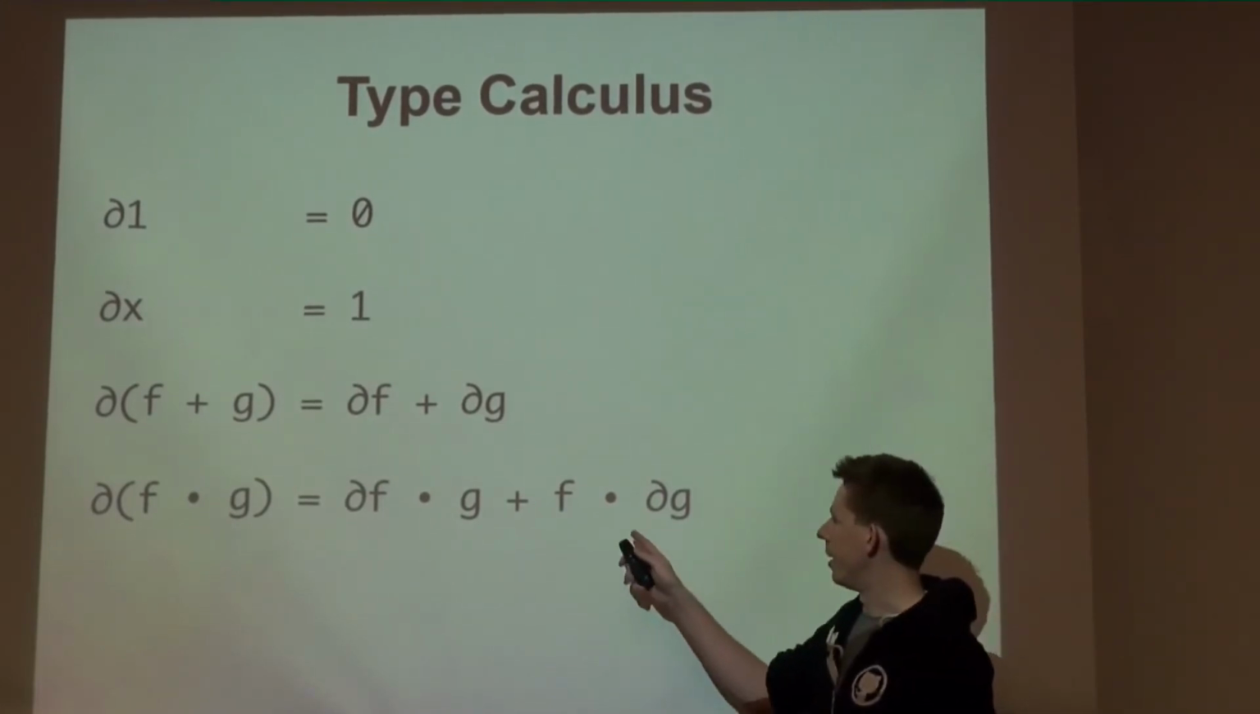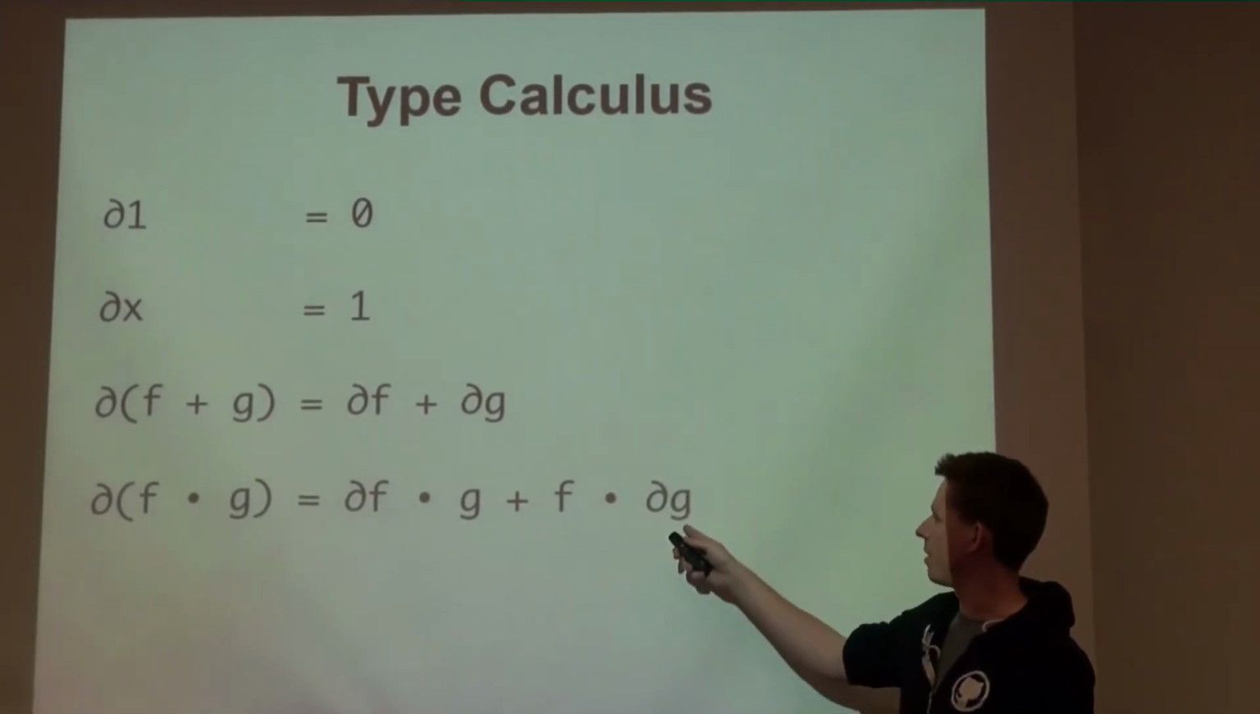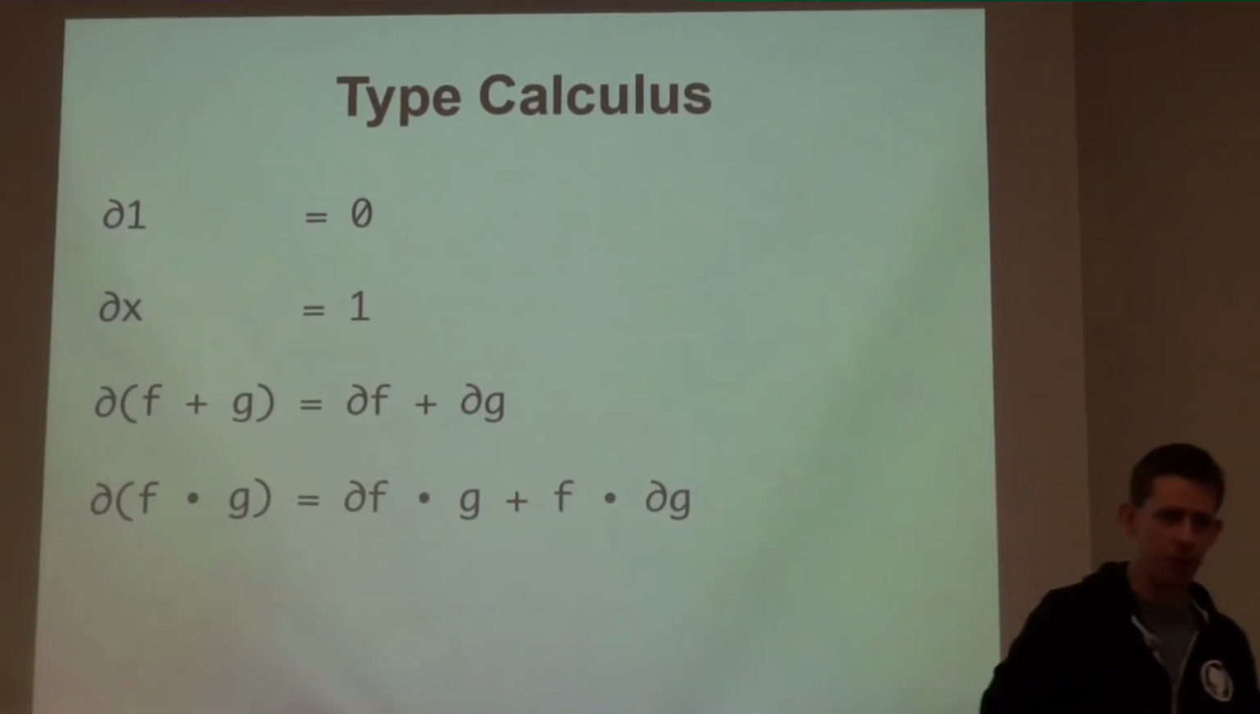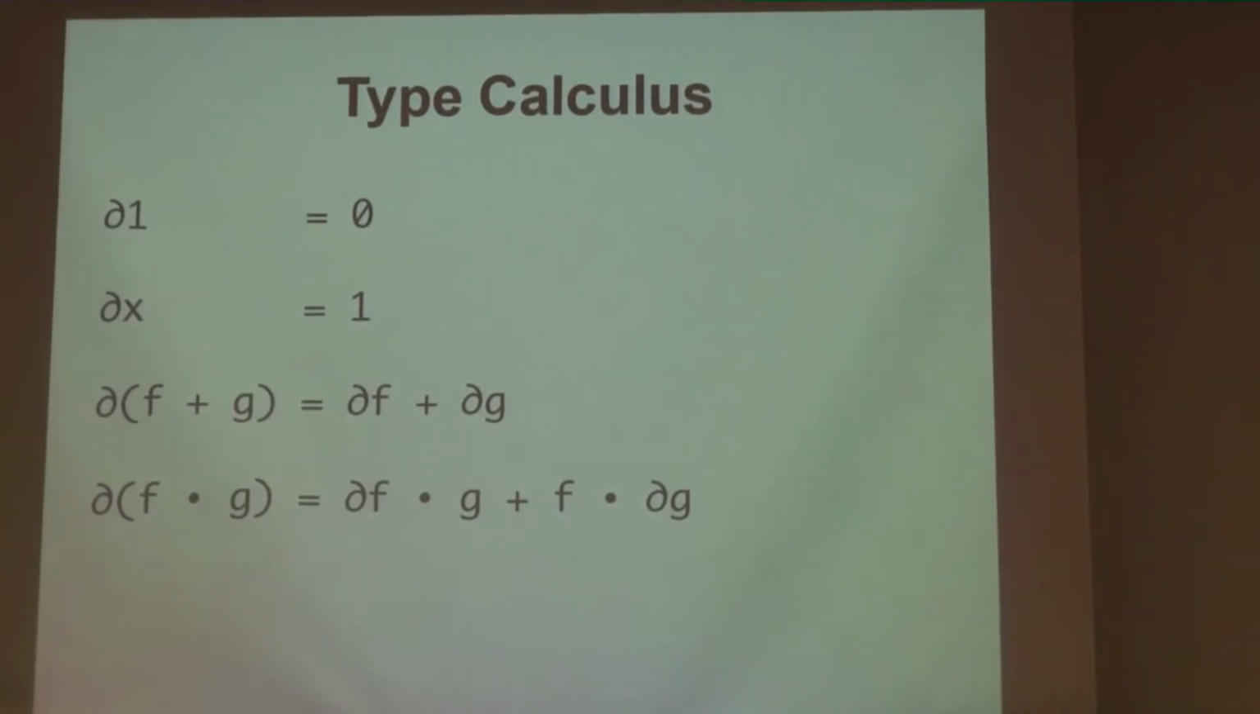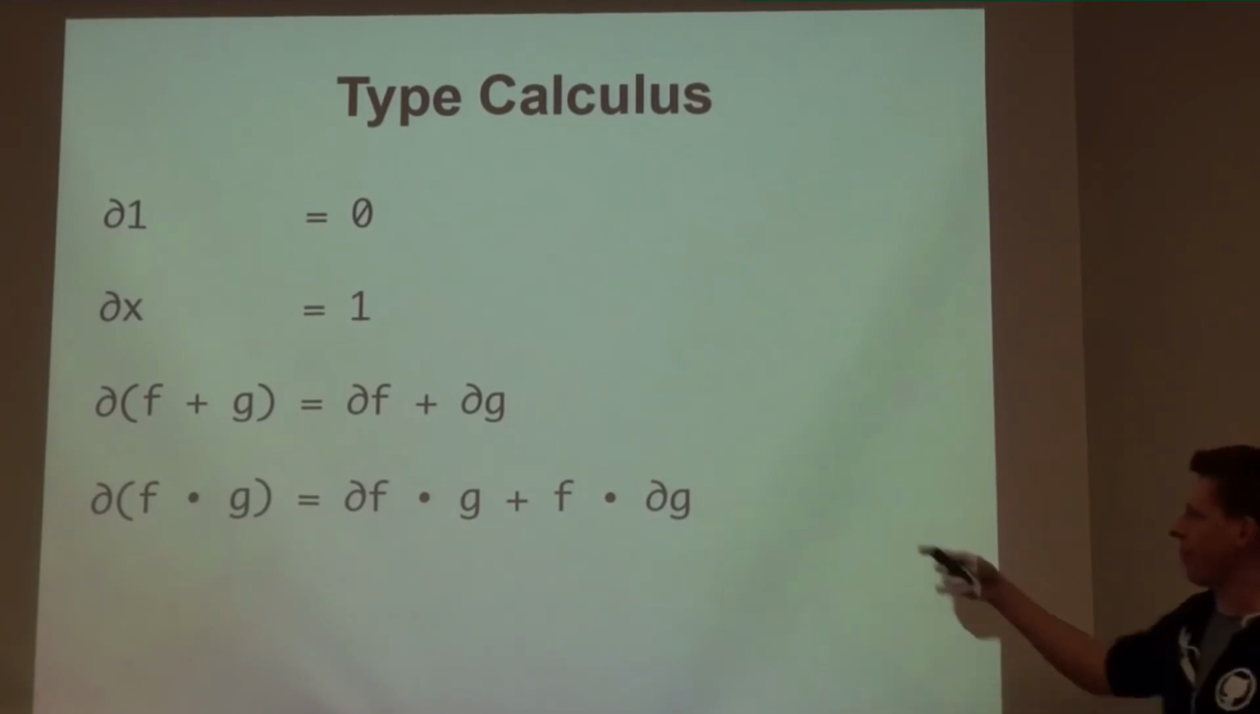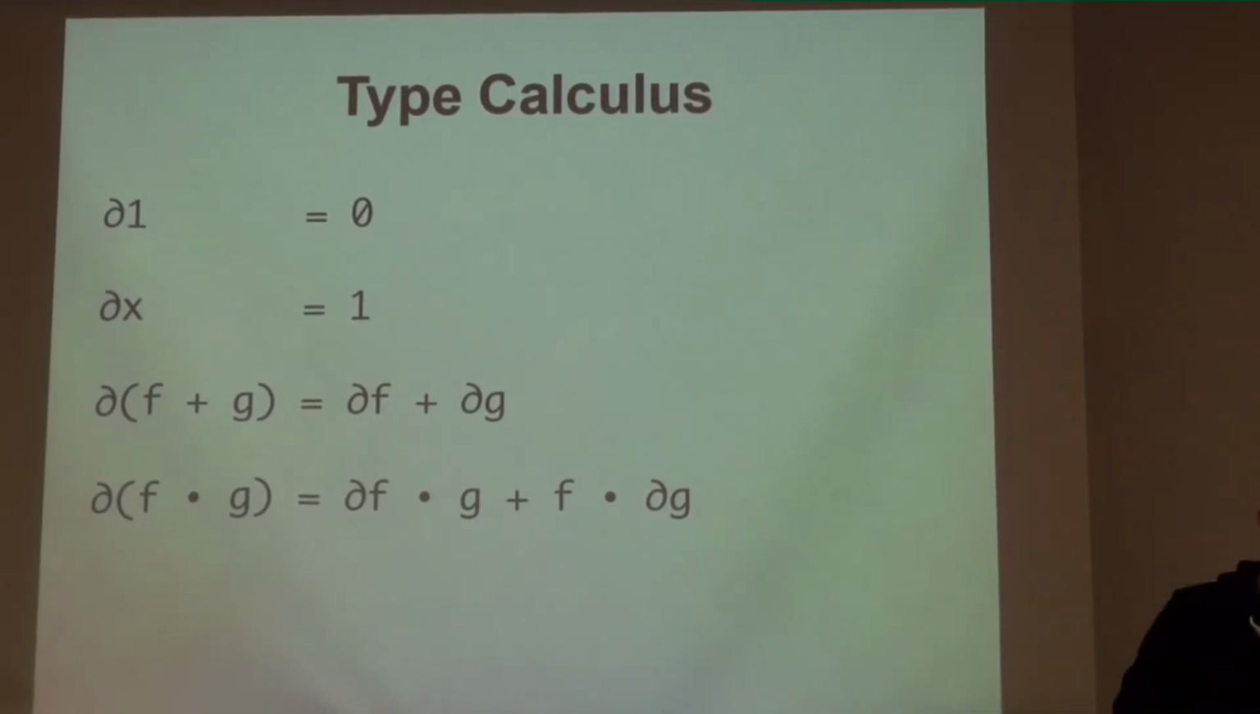So here's our second element with a hole in it, DG, and here's F, which is the first element of the pair, hasn't been touched yet. So this product rule, referred to as the Leibniz rule, invented by Gottfried Leibniz in 17-something, has a type interpretation as well, which I think is awesome.